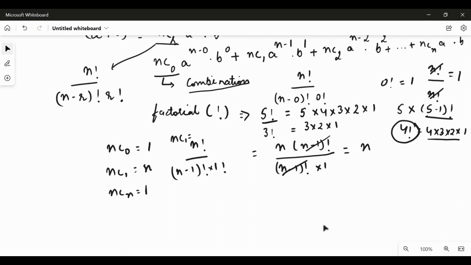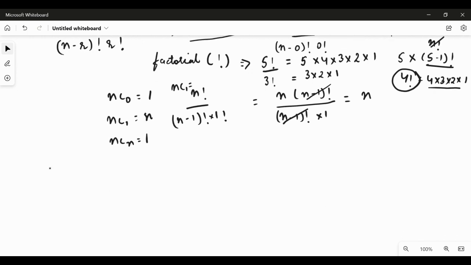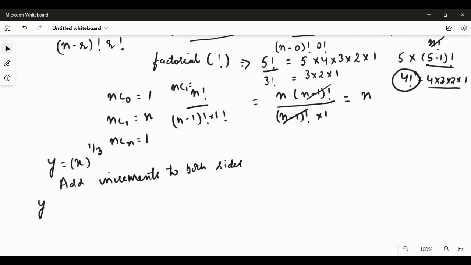So this way we will be able to solve the question. Okay. Now my question is, let's move toward that. I hope this much is clear to you. My question is y = x^(1/3). Next step, what will we do? We will add increments to both sides. It gives me y + Δy = (x + Δx)^(1/3). Now I'll take this as the first equation and this as the second equation.